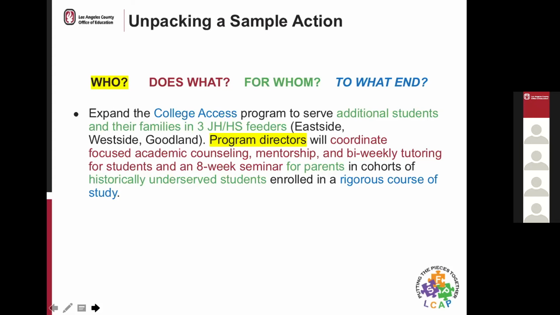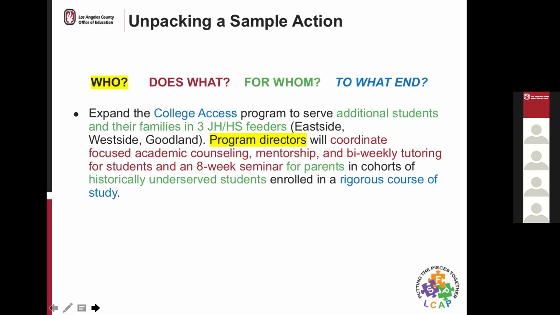So here, the who are the program directors, as they are the ones coordinating the implementation of the action. The what, color-coded in red, is the academic counseling, mentoring, and tutoring for students, as well as an 8-week seminar for their parents. The for whom, which is color-coded in green, are the parents and students from 3 junior high schools, high school feeders, and they're focusing primarily on historically underserved populations. And to what end, which is color-coded in blue, is that it is a college access program aiming to increase success in rigorous courses.